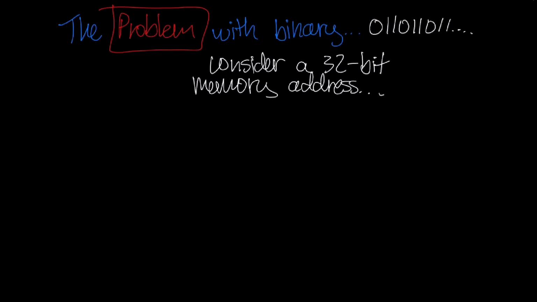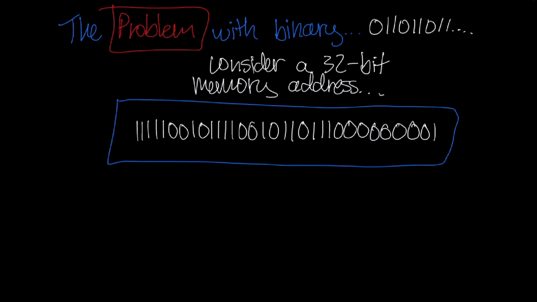Consider a 32-bit memory address. In binary, that's 32 digits long, something that looks like this. Try reading that. Try copying it accurately. Try spotting a typo in it. It's nearly impossible. And a 64-bit address is twice as bad. Imagine trying those techniques to calculate this into what number or ASCII character it actually correlates to. It's impossible. So, what is the solution?